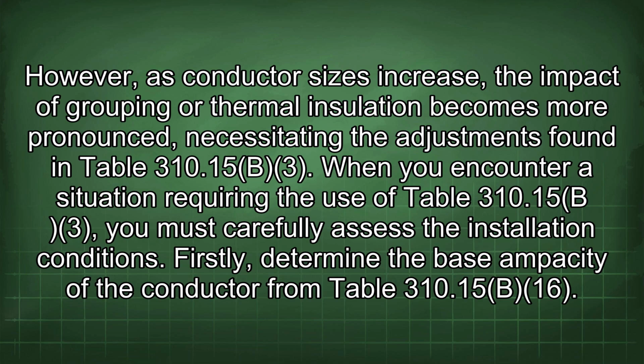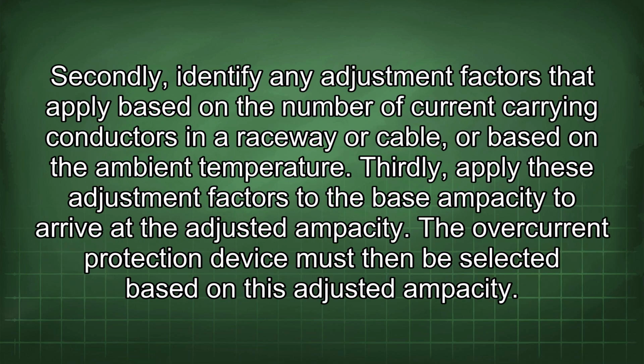Table 310.15(B)(3). When you encounter a situation requiring the use of Table 310.15(B)(3), you must carefully assess the installation conditions. Firstly, determine the base ampacity of the conductor from Table 310.15(B)(16). Secondly, identify any adjustment factors that apply based on the number of current-carrying conductors in a raceway or cable, or based on the ambient temperature. Thirdly, apply these adjustment factors to the base ampacity to arrive at the adjusted ampacity.